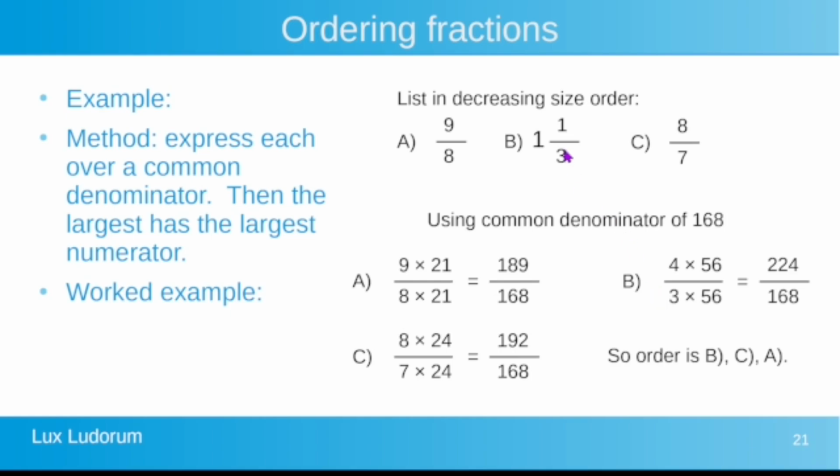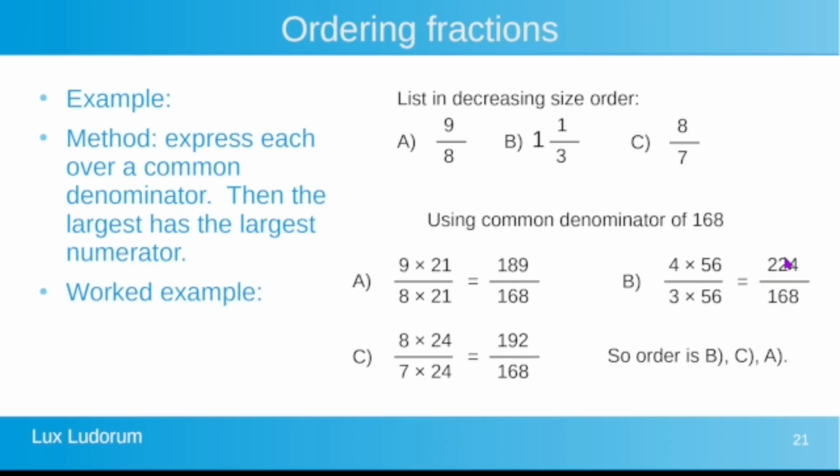For B, which is a mixed number, convert it first to a fraction, where it becomes 4 over 3. I multiply both of these by 56, and that is 7 times 8, because I'm dealing with the 3, it's the other two, 7 times 8, 56, and I get 168 on the bottom, 224 on the top. And the last one, 8 over 7, multiply it by 8 times 3 on the bottom and the top, 192 over 168.